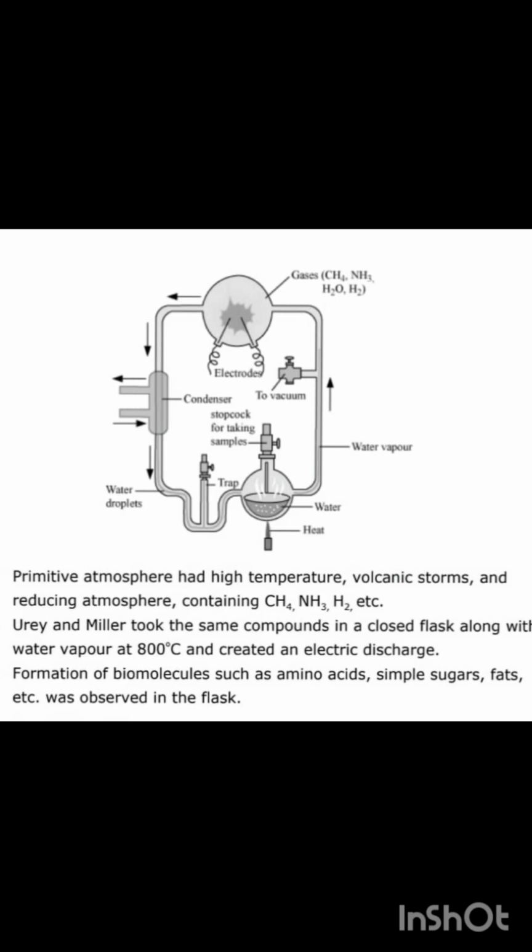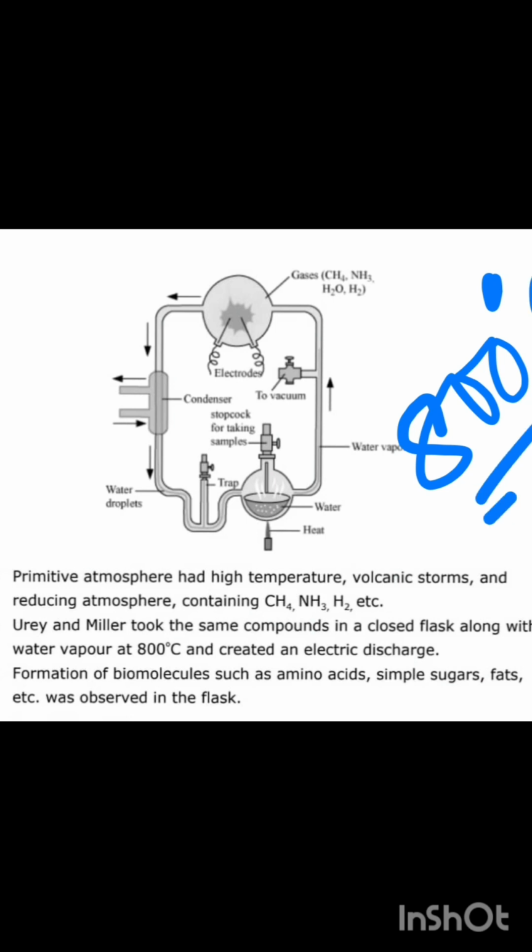Urey-Miller took the same compounds in a closed flask along with water vapor at 800 degrees Celsius. Remember this temperature, 800 degrees Celsius, and created an electric discharge. Formation of biomolecules such as amino acids, simple sugar, fat, etc. were observed in the flask.